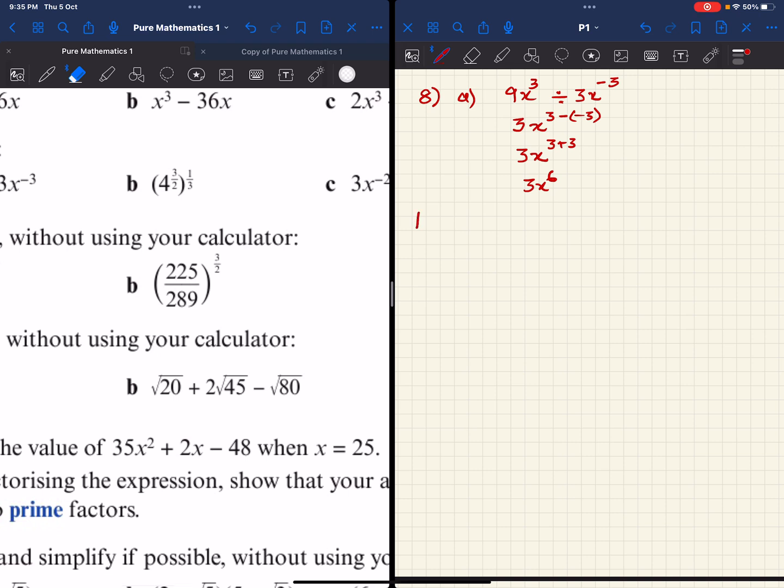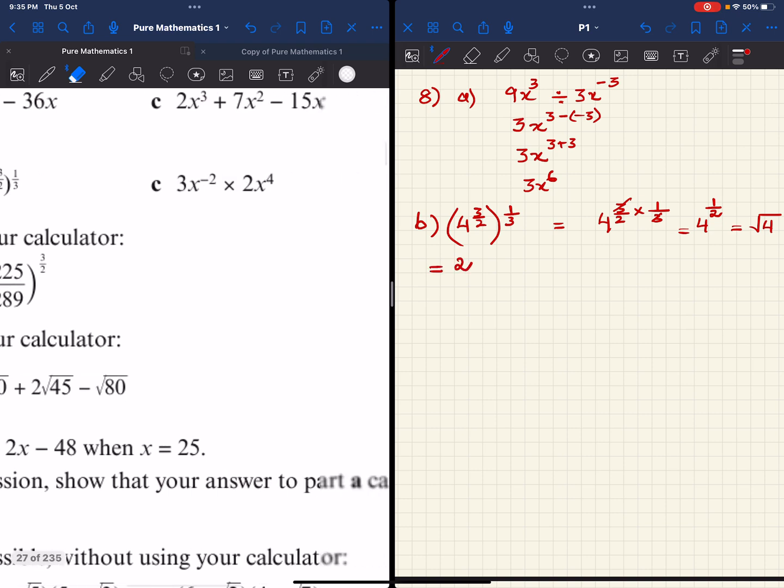Moving on to question B, we have 4 to the power of 3 by 2, all to the power of 1/3. This is the power rule, so the power and power multiply. So we have 4 to the power of 3 by 2 times 1 by 3. 3 and 3 cancel out. So we have 4 to the power of 1/2. 4 to the power of 1/2 means square root of 4, or in other words, the answer is 2.